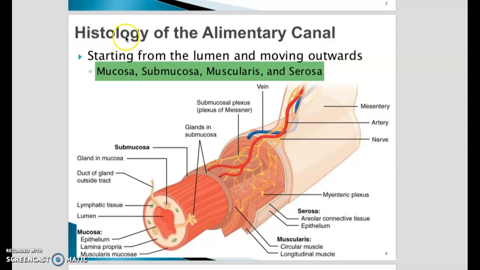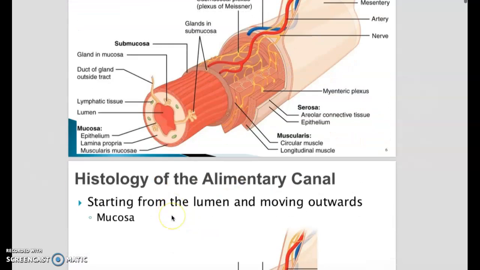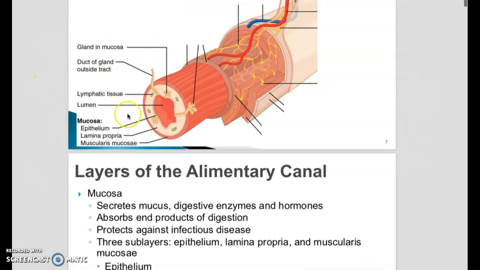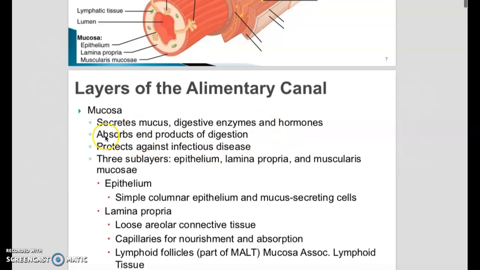So let's start off with the histology of the alimentary canal. The mucosa, submucosa, muscularis, and serosa are the layers of the alimentary canal. Let's start off with the mucosa. The mucosa secretes mucus, digestive enzymes, and hormones. It absorbs end products of digestion, protects against infectious diseases, and has three sublayers: the epithelium, lamina propria, and the muscularis mucosae.